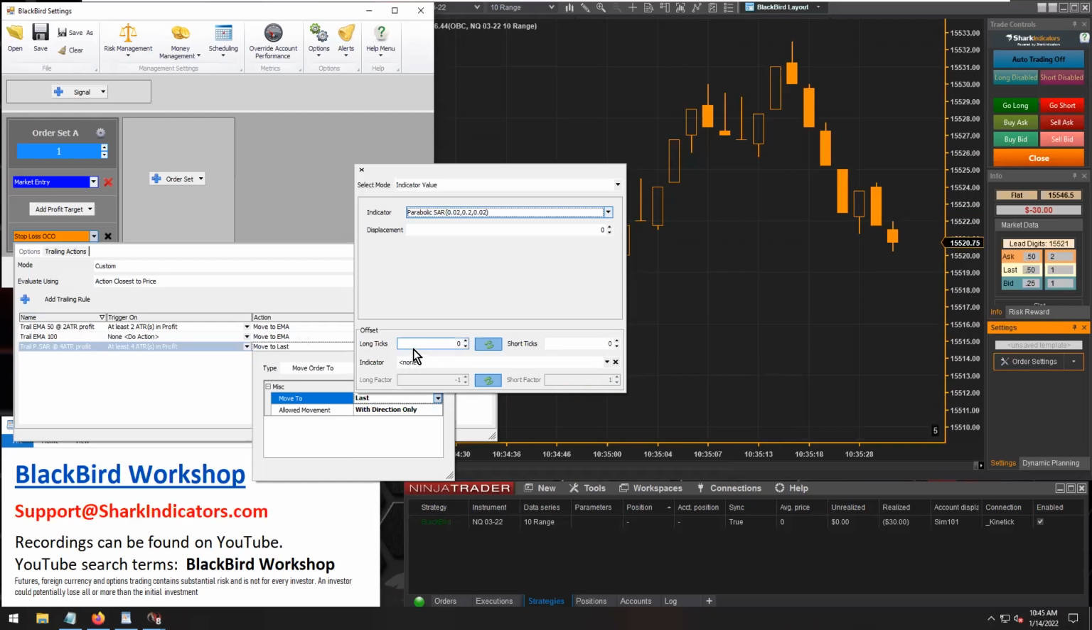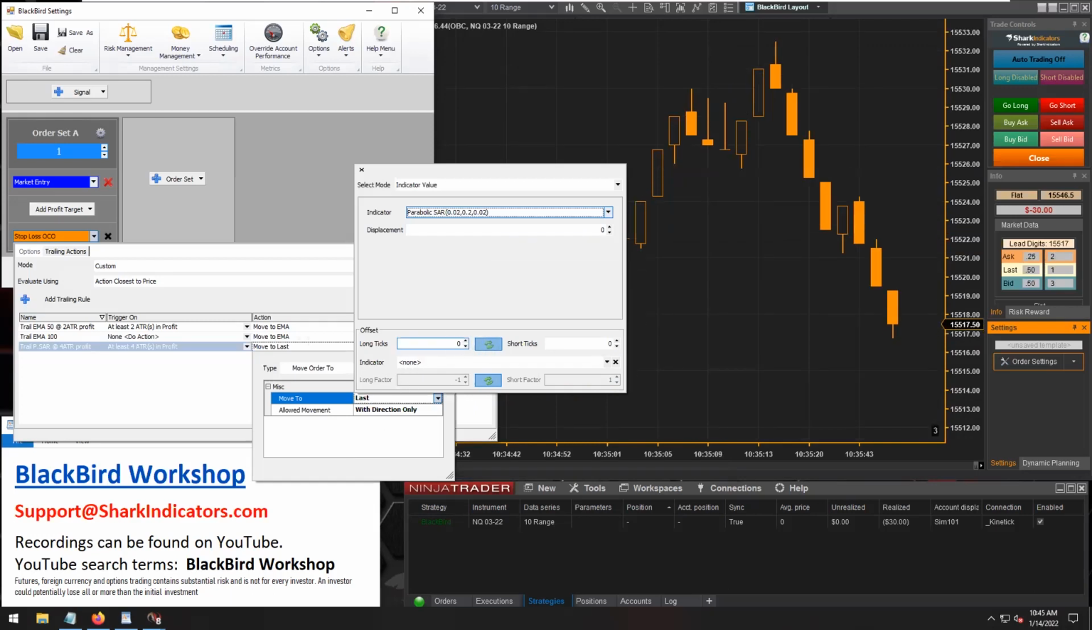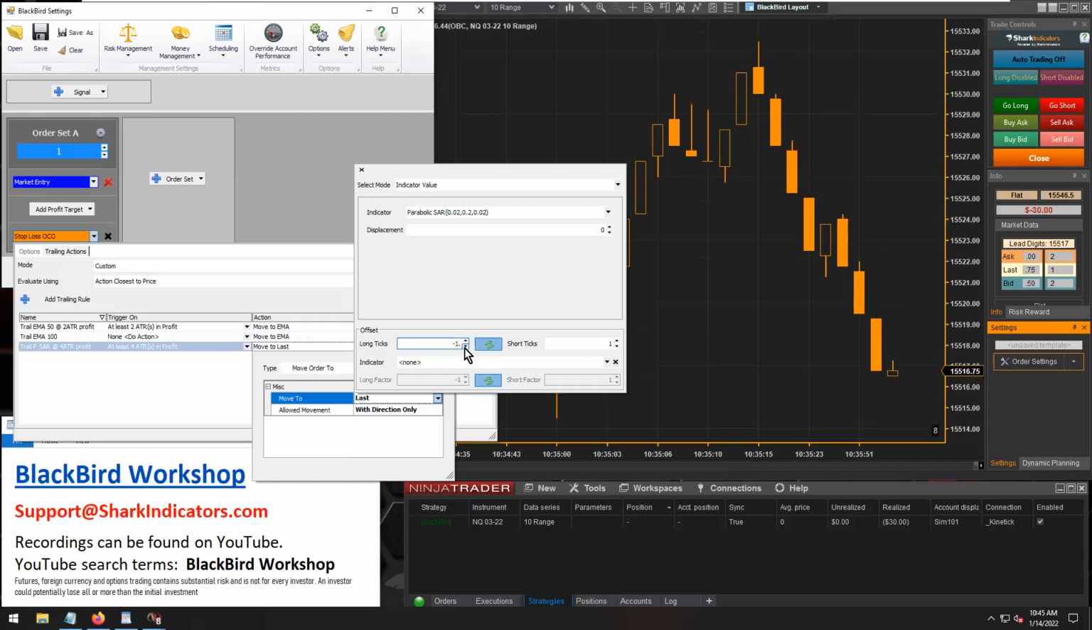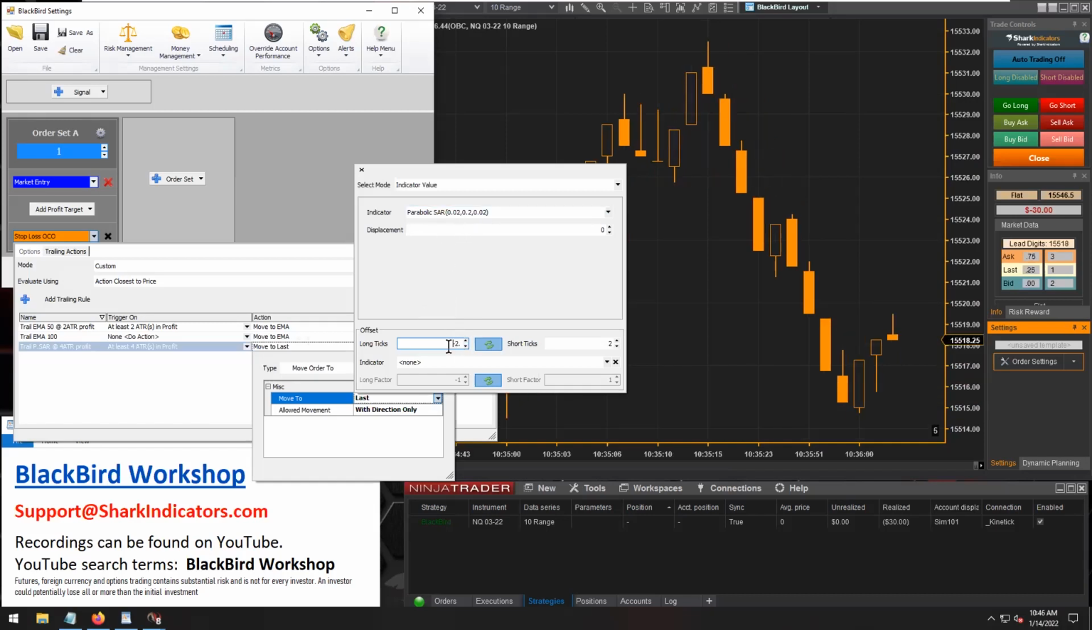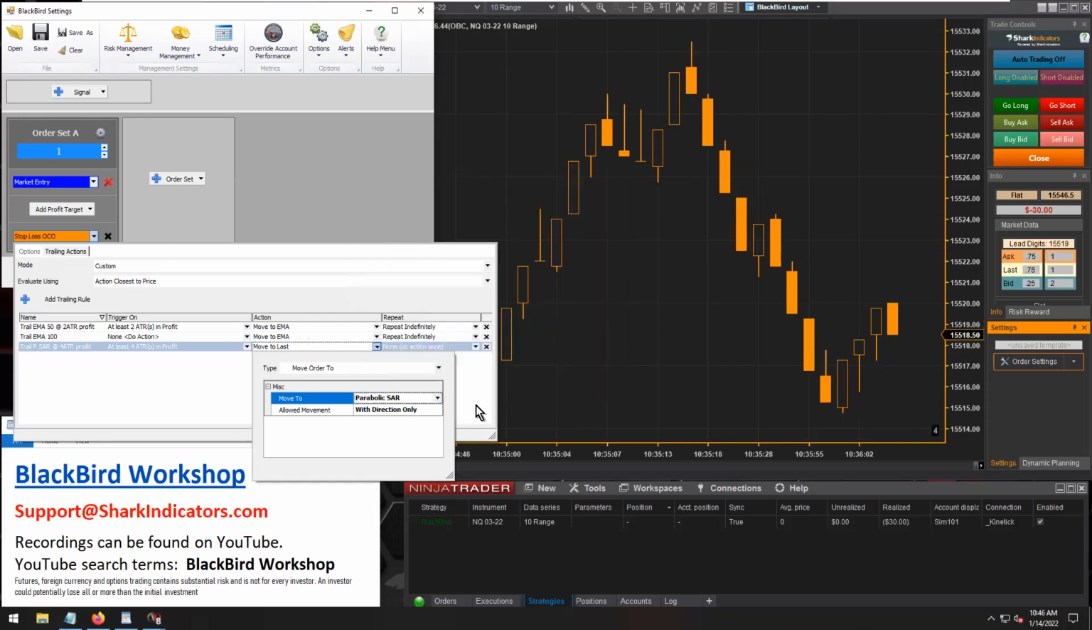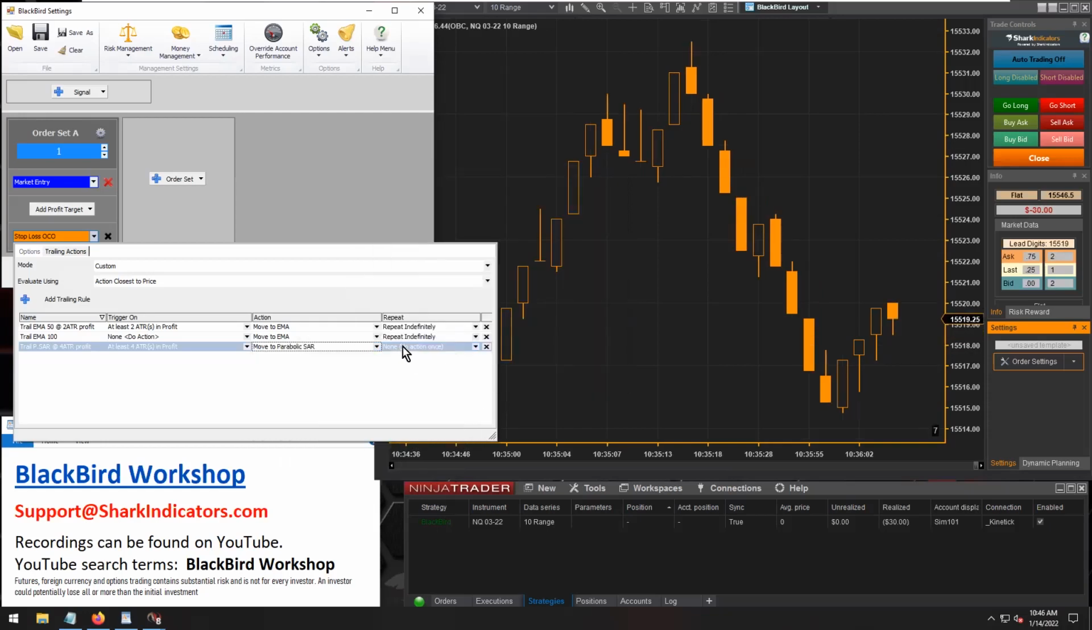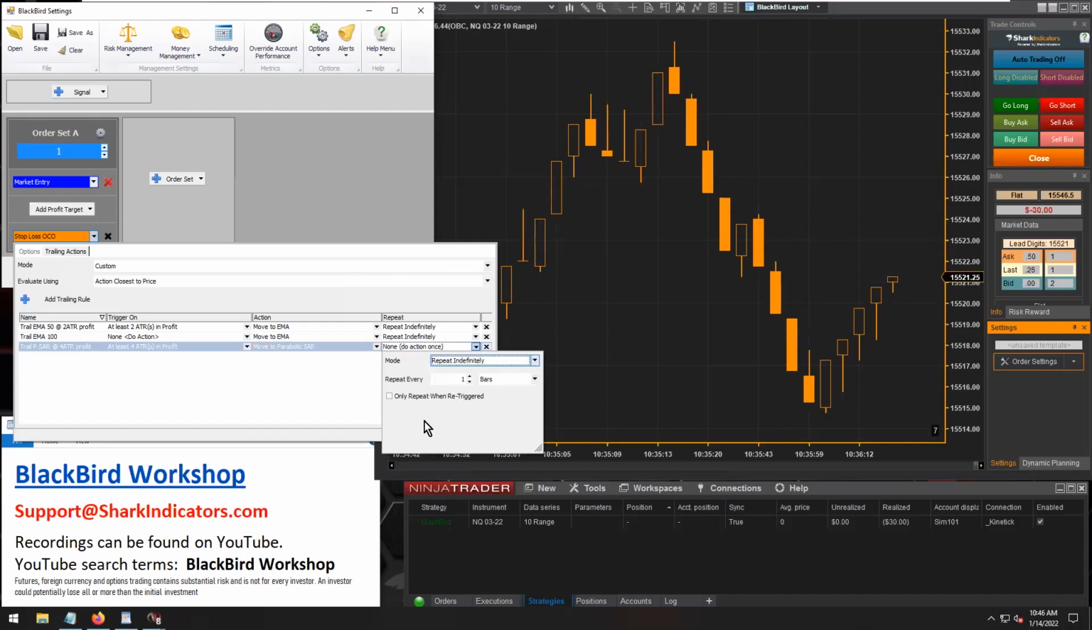Also, just to remind you guys, you can always add an offset from an indicator. So we could go 2 ticks below the Parabolic SAR if you wanted to add a little bit of an offset from your indicator. You can always do that, but let's set it back to 0 there. And once again, with the repeat, we're going to set it to indefinitely. And since the Parabolic SAR is an indicator, it's going to be once per bar.